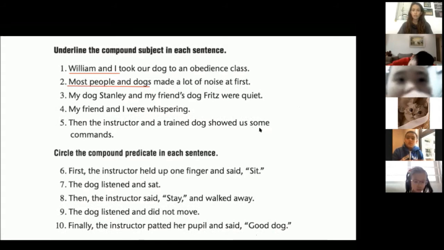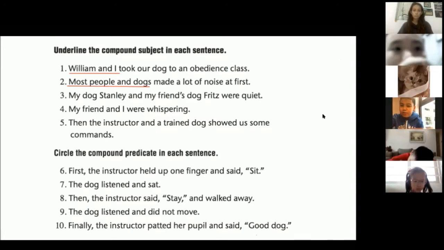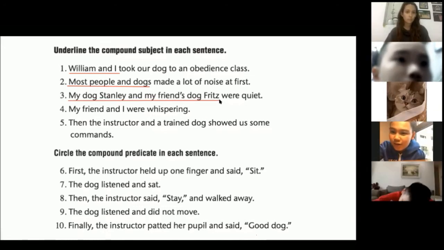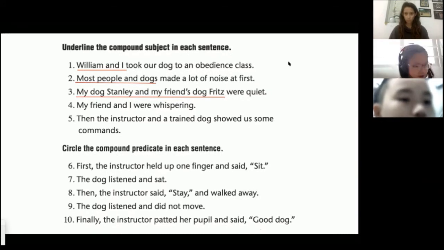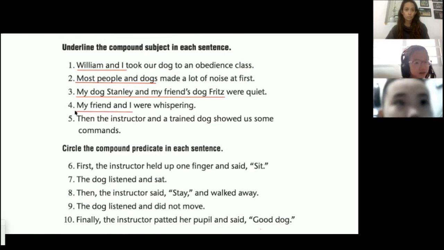Okay, Minghai, read number 3, please. My dog Stanley and my friend dog Frizz were quiet. What's our compound subject? My dog Stanley and my friend dog Frizz. Good job. All right, number 4. My friend and I were whispering. All right, and what's our compound subject? My friend and I. Good job.